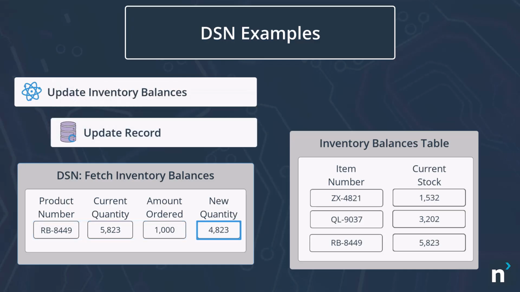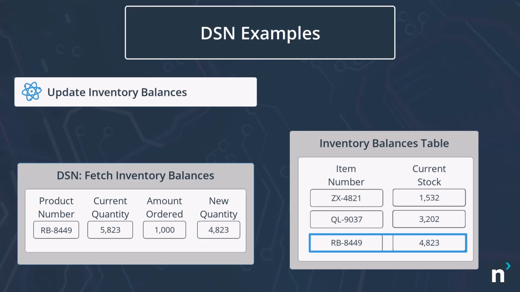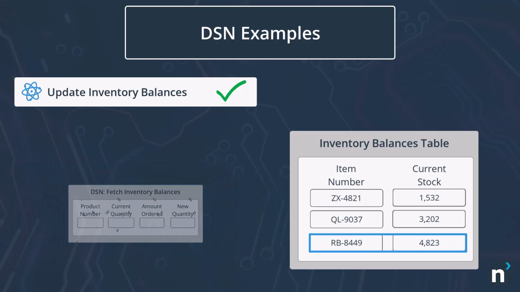The last logic action is update record, which saves the updated quantity to the inventory balances table. Once the data is saved to the table and the logic completes, the DSN ceases to exist.